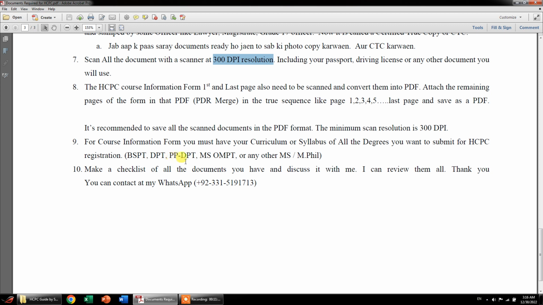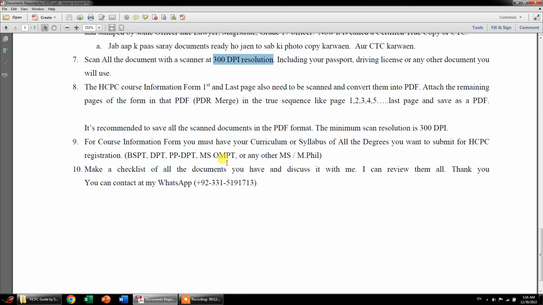So make a checklist of all these documents and you can discuss it with me. If you have any problem, you can use my WhatsApp number to contact me, but please don't ask me questions like somebody just asked me, that they want me to do the process instead of them. I cannot do it. Please, you have to do it yourself, or there are people who charge for these things. The whole purpose of this video is to help you understand that you can do it yourself. It will take just 7 to 10 days to prepare all of these documents, and then you are good to go and apply for online registration with HCPC.